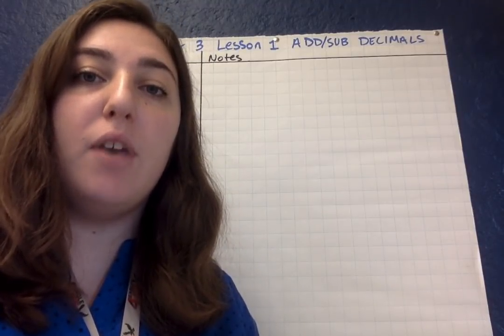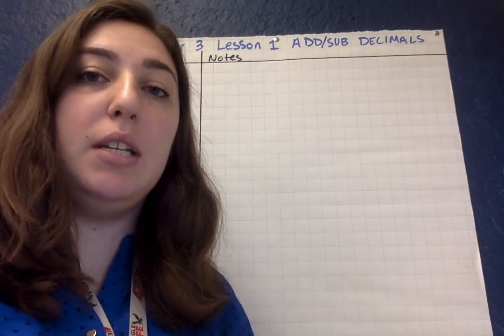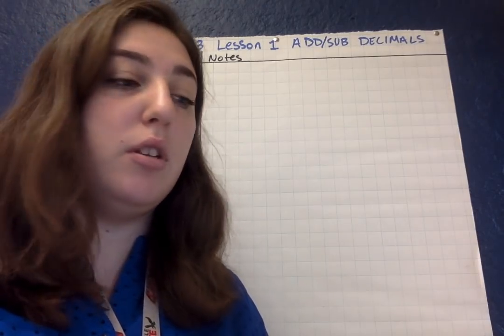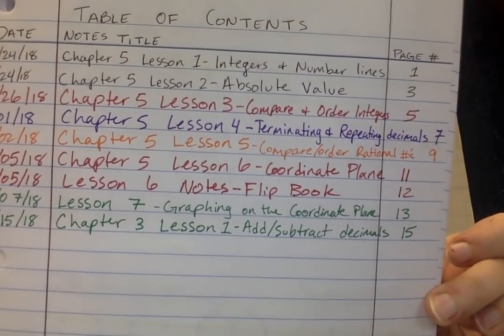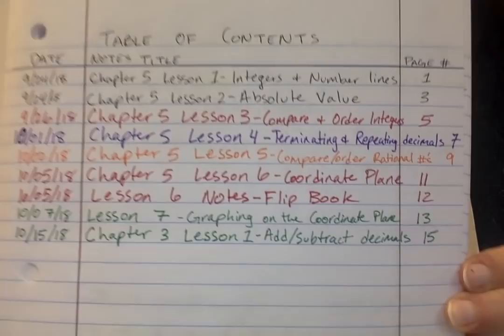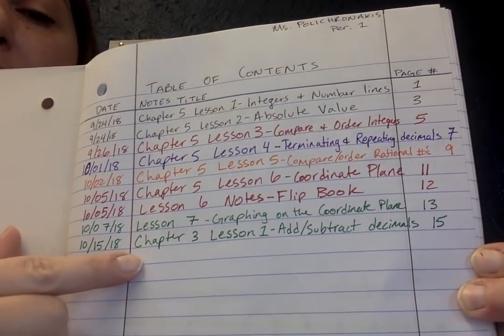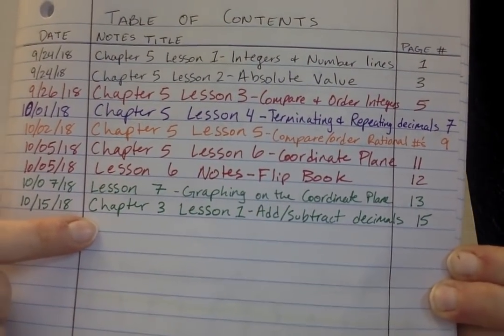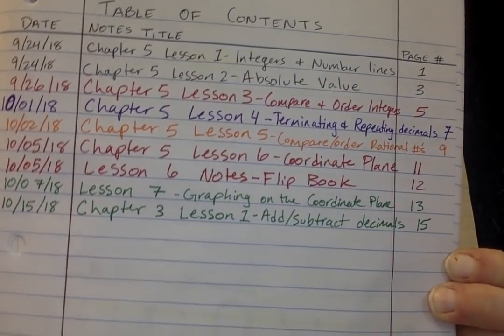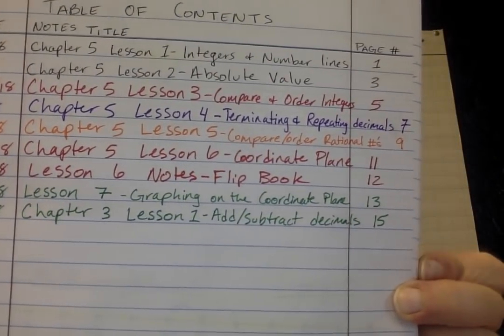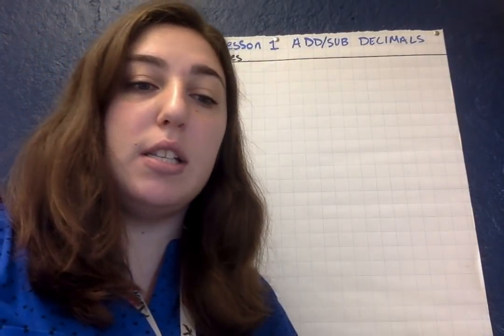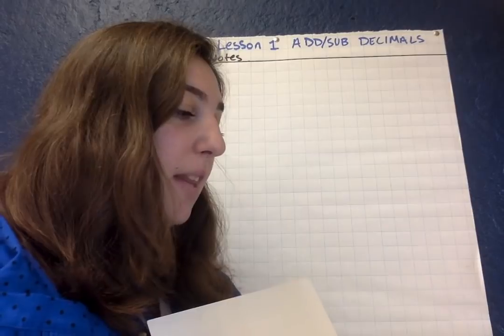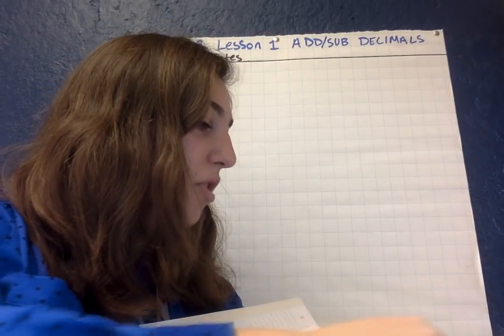But make sure you have your math notebook out. That means the notebook that you use to write your notes in. So in your table of contents, make sure you have all this written down. The very last line, this one right here, that will be what we're going to be learning today. Chapter 3, Lesson 1, Adding and Subtracting Decimals. So go ahead and make sure your table of contents looks just like mine. And then let's turn to that page.